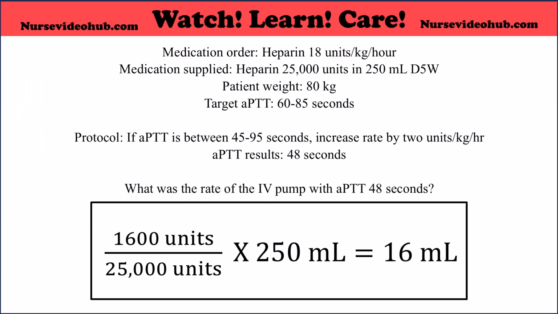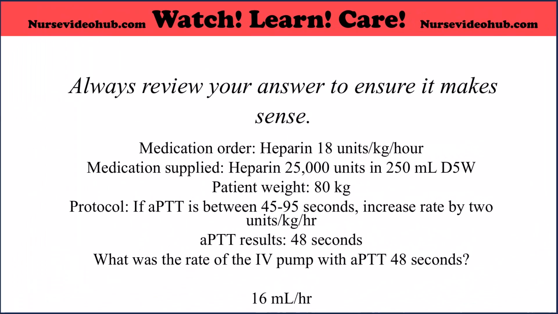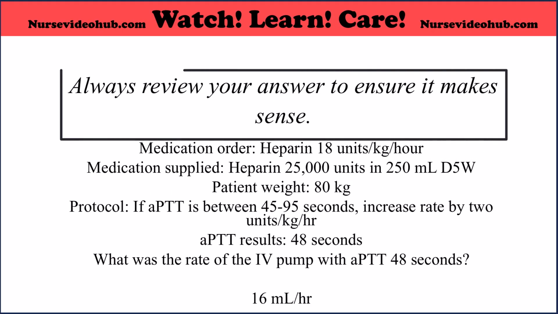Solve for the amount of milliliters to be administered per hour. 1,600 divided by 25,000 is 0.064. Multiply that by 250 milliliters. You would set the IV pump at 16 milliliters per hour. Always review your answer to make sure it makes sense.